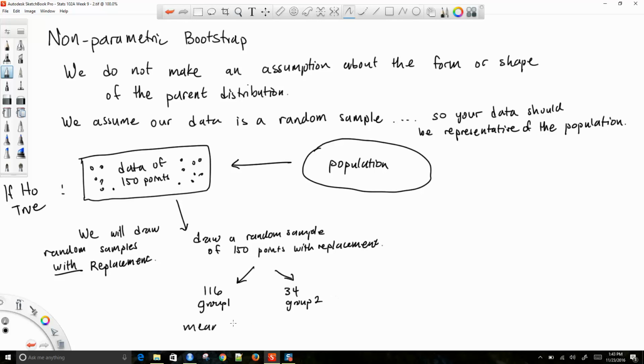You find the mean of this group and the mean of this group, and then you calculate the difference between these two means. Okay, so we find the difference between these two means, and then we're gonna see how often these randomized differences end up greater than our observed difference, okay?